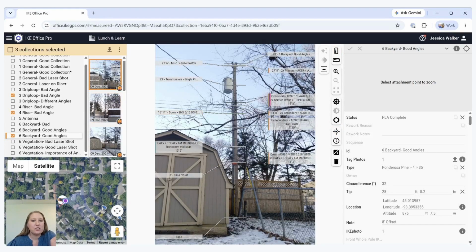So when you're out in the field, just make sure you're getting each side of the pole in at least one image, and you should have much more accurate results than if you're only taking it from one side.